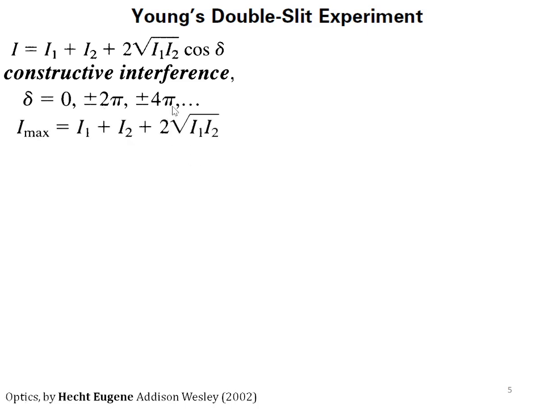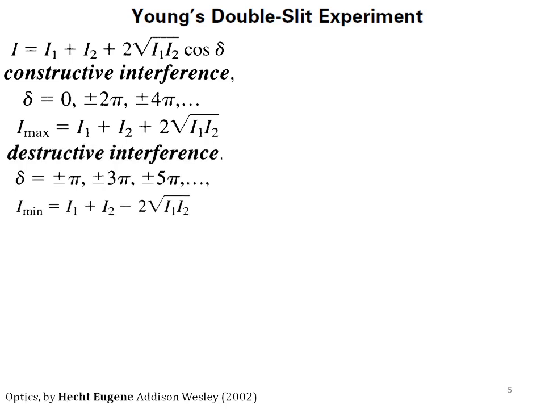And what will be the magnitude because of constructive interference, or I would say the highest intensity, that should be given by this, correct? Similarly, the condition for destructive interference is this one. You all know this because cos of delta is minimum at plus minus pi, plus minus 3 pi or so on, so that the minimum intensity will be given by this expression.